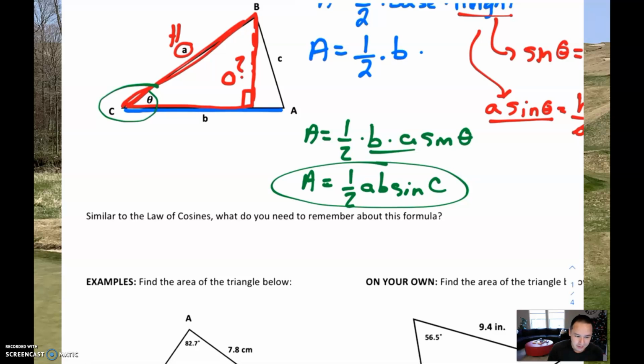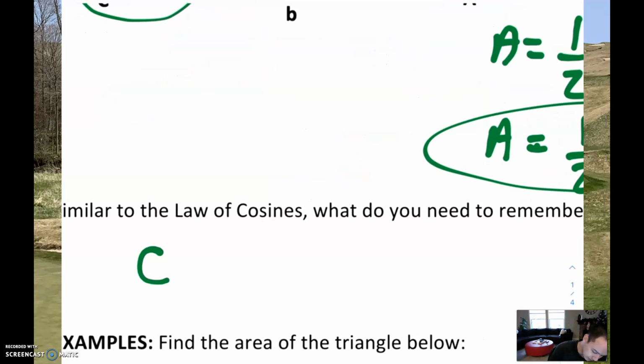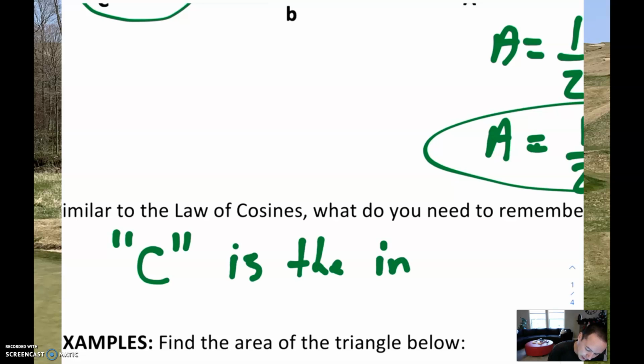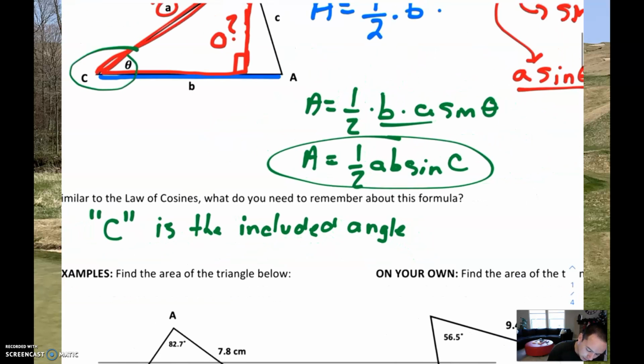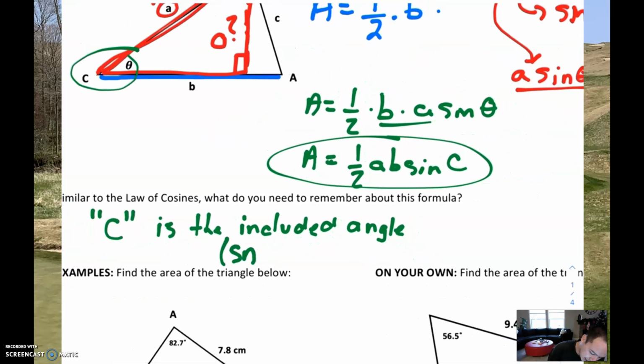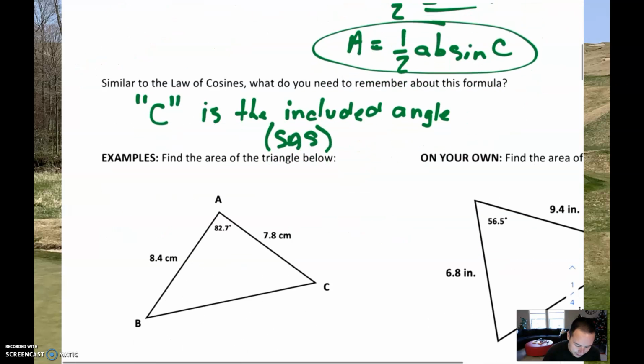As long as, similar to the law of cosines, what do you need to remember about this formula? The C, that capital C, is the included angle. So to use this formula, we need to have side angle side once again. So we need two sides along with the included angle in order to use this formula. Now let's go do a couple examples now that you've seen how the formula works.